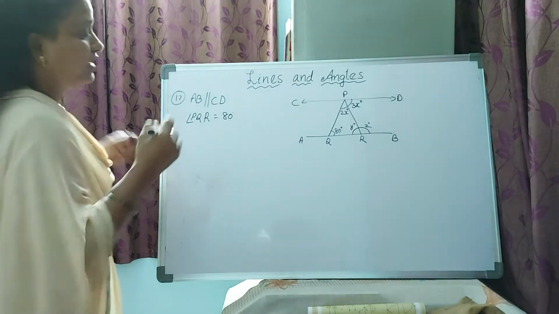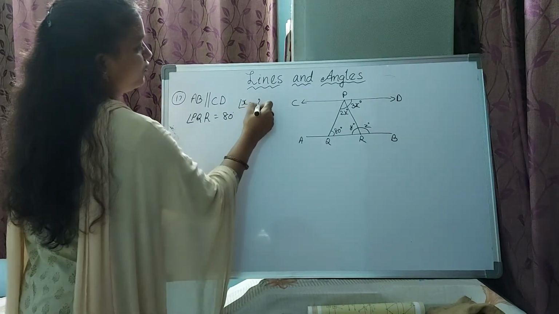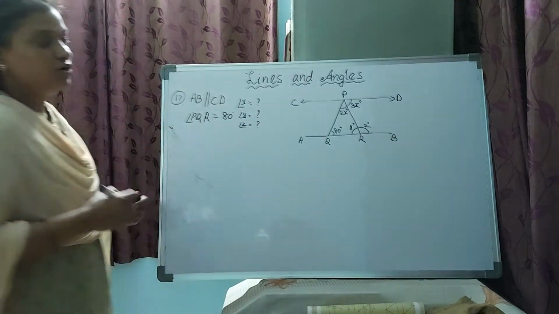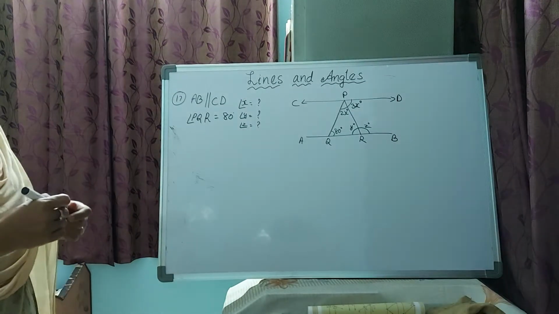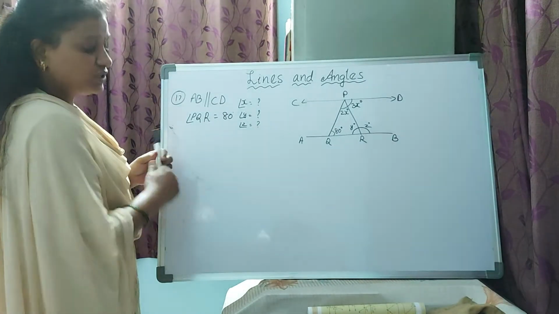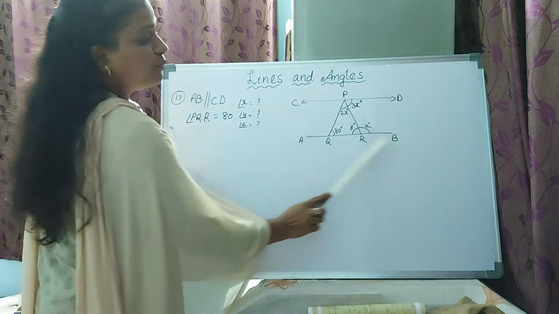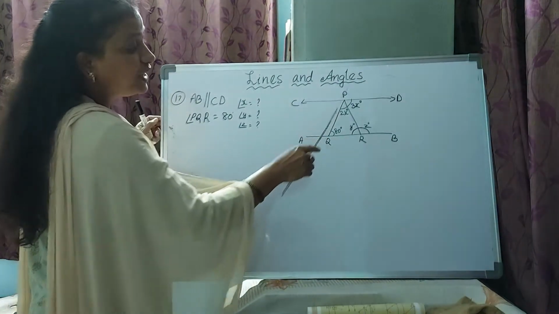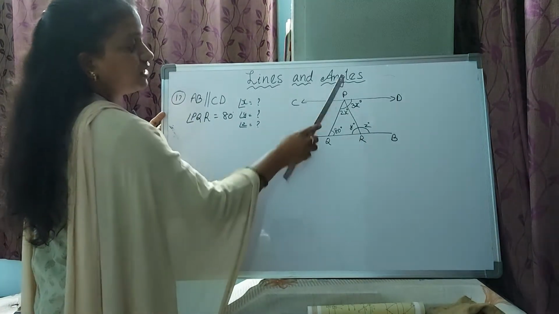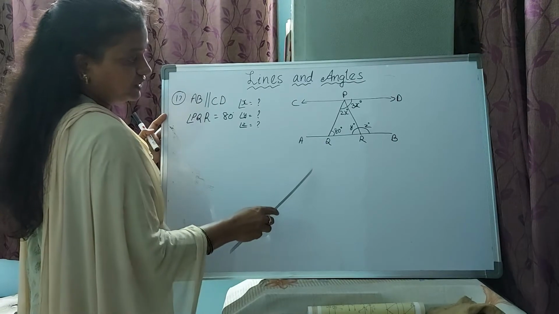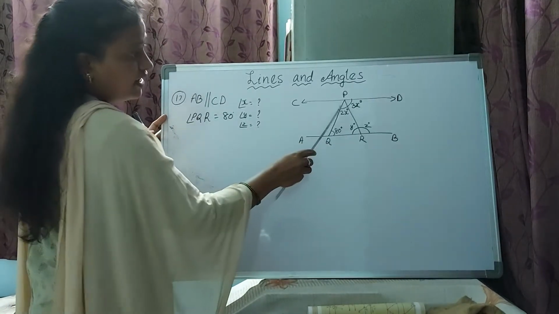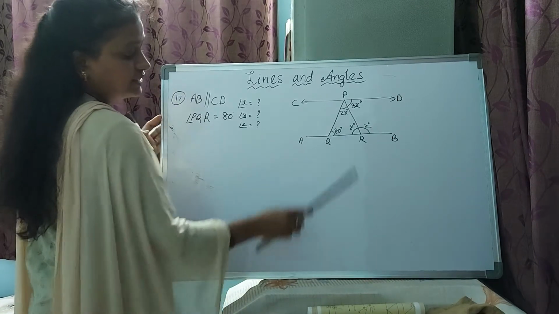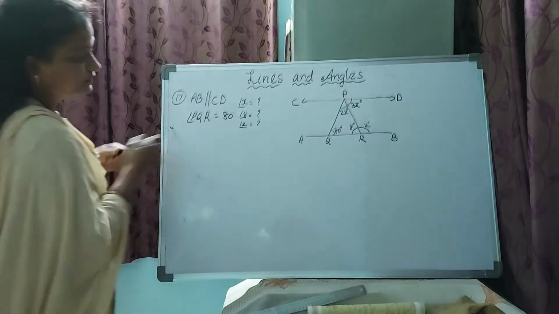We have to find out X, angle Y, and angle Z also. How to find X, Y, Z? First, AB is parallel to CD, and PQ, don't observe this one, you observe only PQ as the transversal. If it is a transversal, how do this complete angle and this angle look?